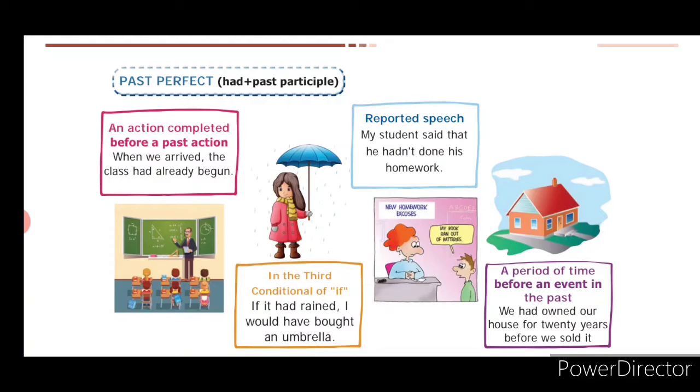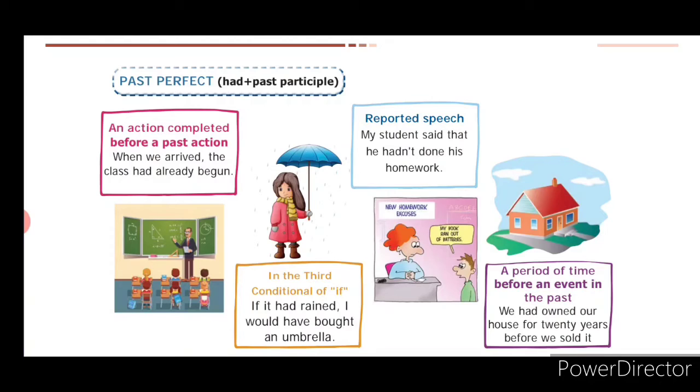We use the past perfect tense when we talk about two actions that happened in the past. In those cases, we'll be using past perfect tense.